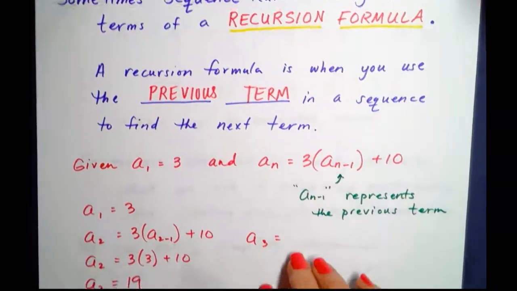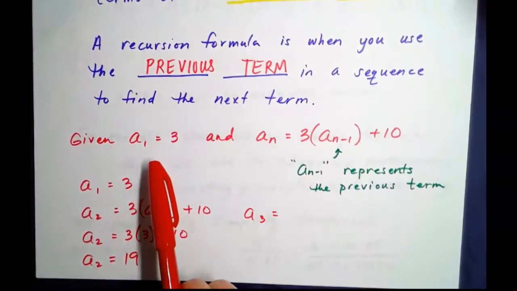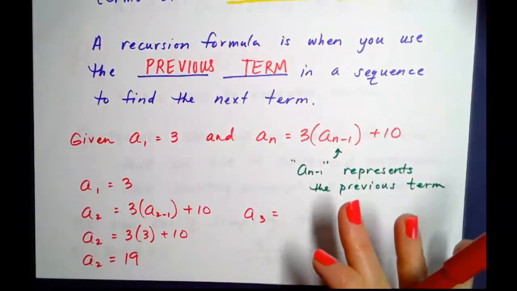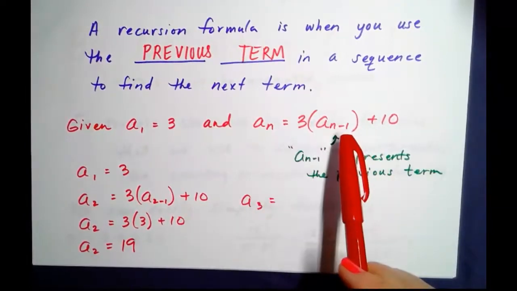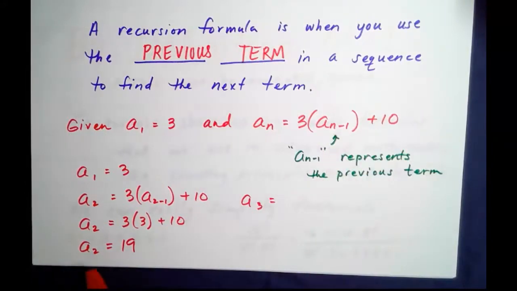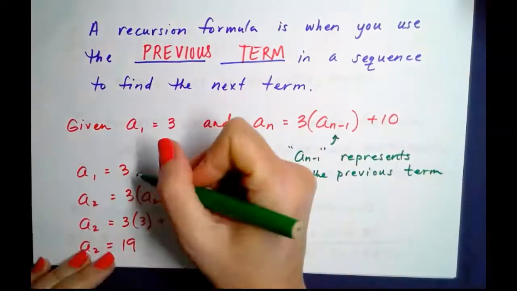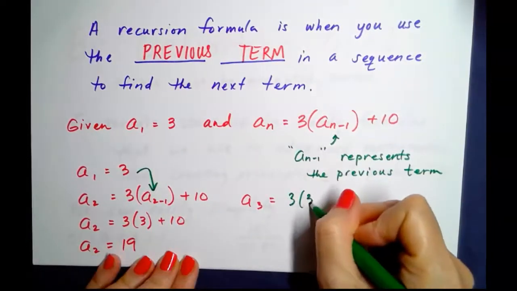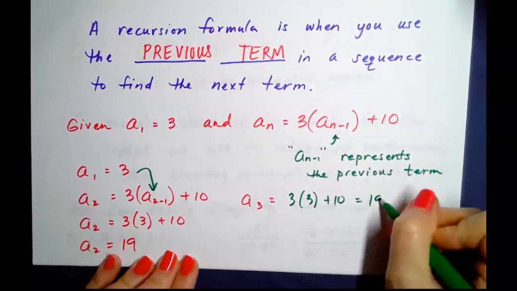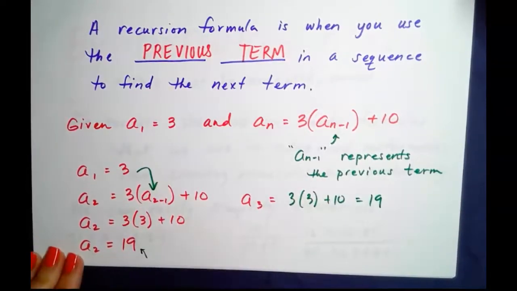So in this example, we're given that a sub 1 is 3. So we know that the first term is 3. And the recursion formula, a sub n equals 3 times the previous term plus 10. So if a sub 1 equals 3, then a sub 2 equals 3 times a sub 2 minus 1. 2 minus 1 is 1. So we will be plugging in the 3 here as it is the previous term. So 3 times 3 plus 10 is 19.